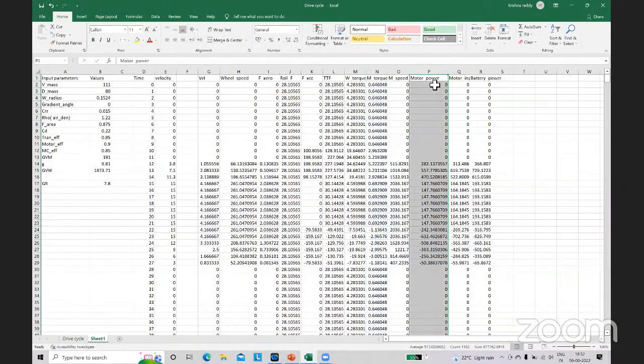If you have any questions with respect to this part, we can discuss, especially with respect to the equations or anything sizing related.